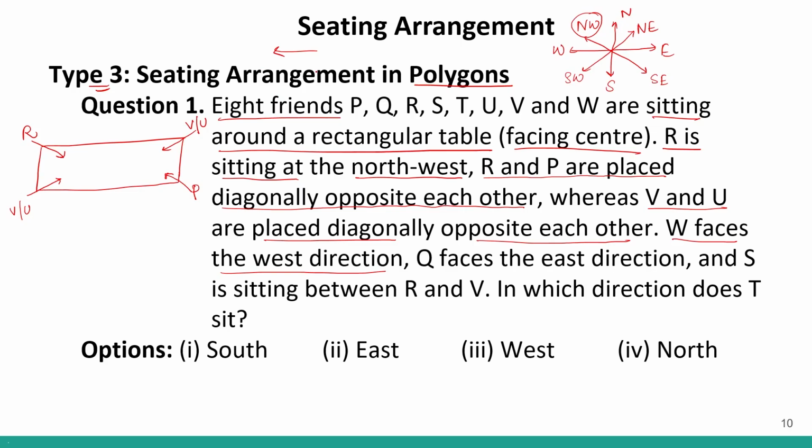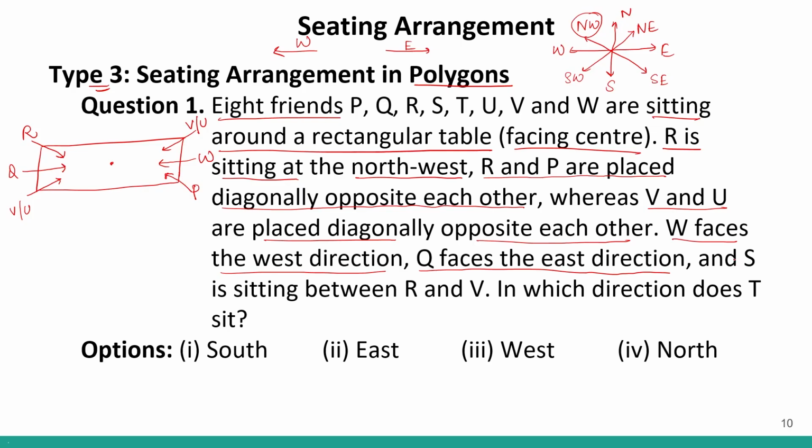So if W has to face this direction towards the center of the table, this is the center of the table. So if he has to face this direction towards the center of the table, that means W will sit over here. Correct? Because he is facing west and he is facing the center of the table also. Correct? Q faces the east direction. So Q is facing this direction and he is facing the center of the table. So Q will sit over here because he is facing the center of the table also and he is facing the east direction also. Correct?